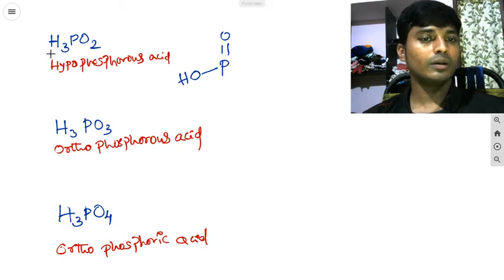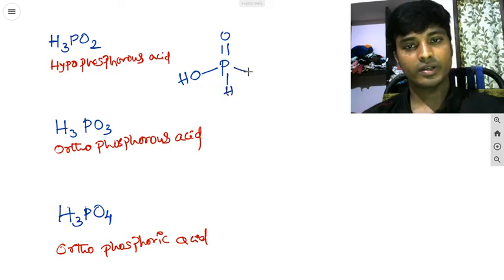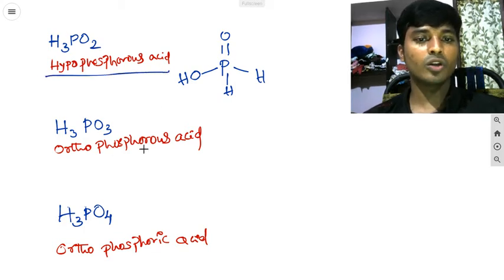H3PO2. Number of hydrogens left now: 2 hydrogens. So those hydrogens you can just directly attach to the phosphorus. So this is the structure of hypophosphorus acid. Next one is orthophosphorus acid.